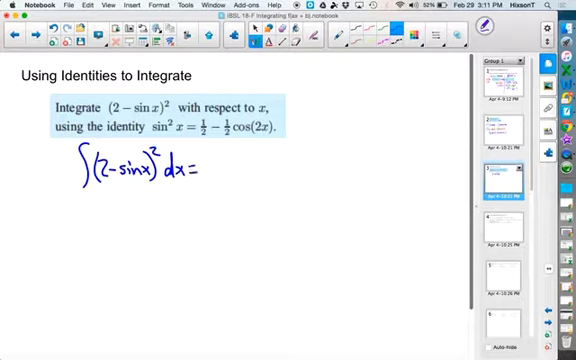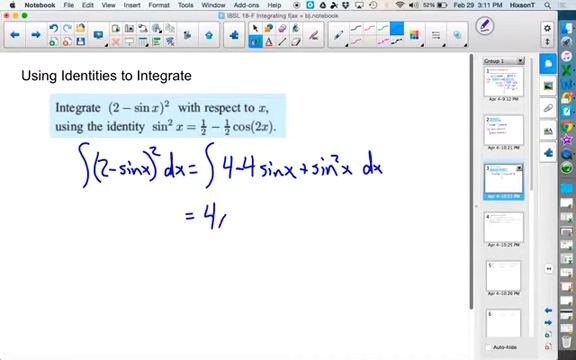So we have the integral of 4 minus 4 sine of x plus sine squared of x dx. And the nice thing about this is I actually am able to integrate part of it. The integral of 4 is 4x minus 4 sine. That's going to be minus 4 times the integral of sine, which is... very good. So it's plus 4 cosine x.